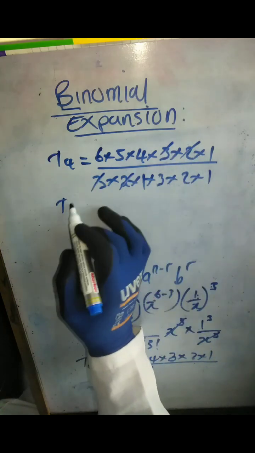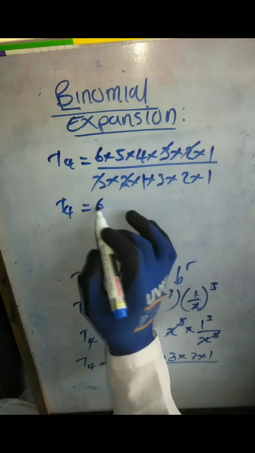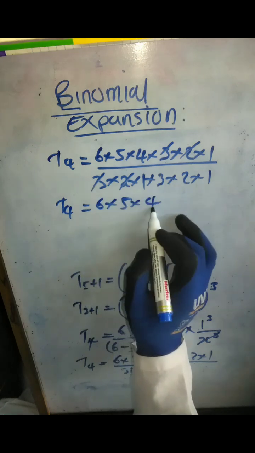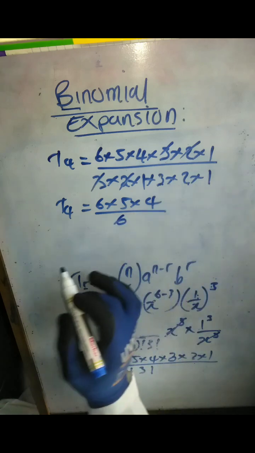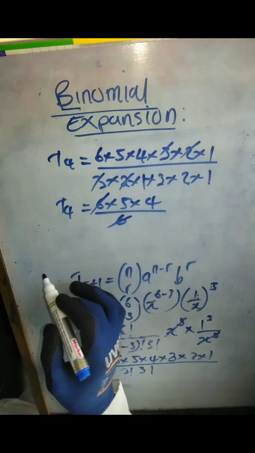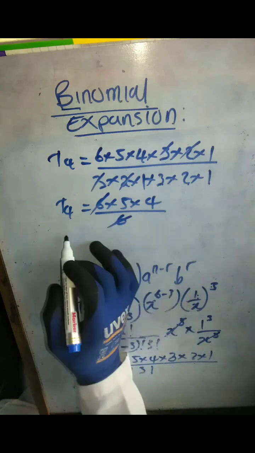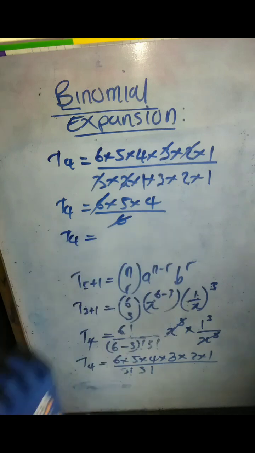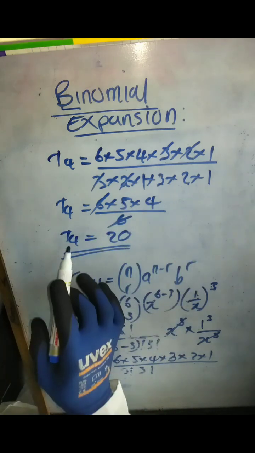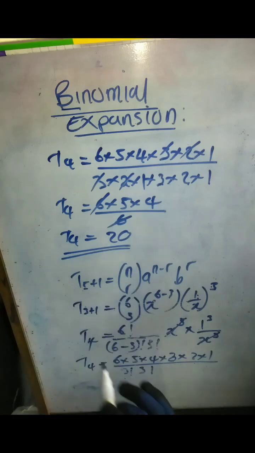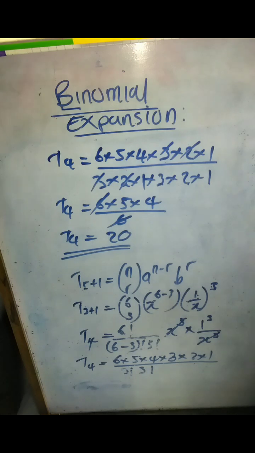Then T4 equals 6 times 5 times 4, divided by 3 times 2 times 1, which is 6. So 6 and 6 cancel. Then T4, the fourth term which is independent of x, is 5 times 4, which is 20. So that's the term which is independent of x, and it doesn't even have x. That's how we solve questions using the general formula. Let's now solve a question that involves binomial expansions.